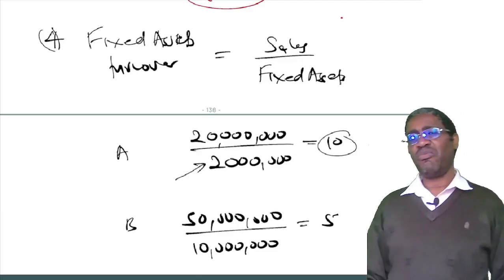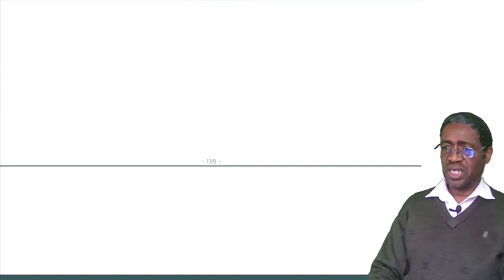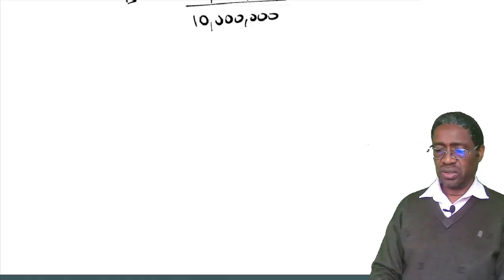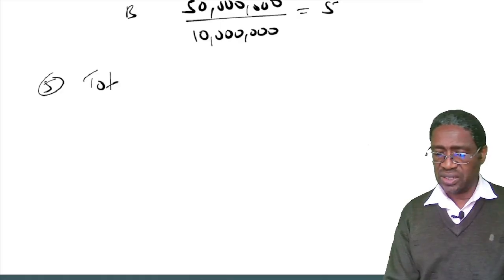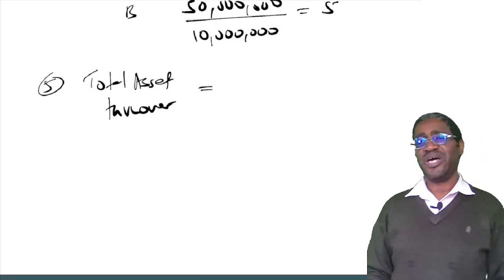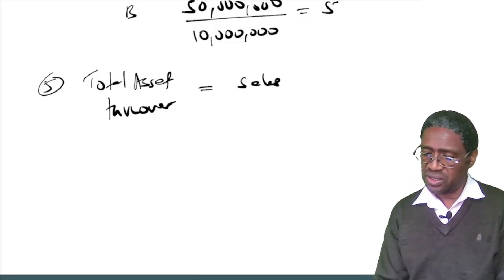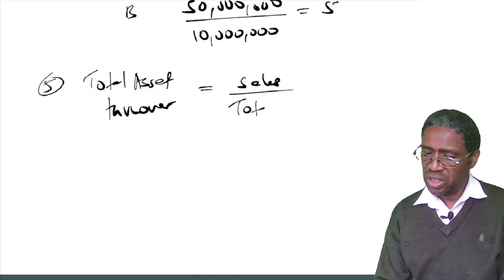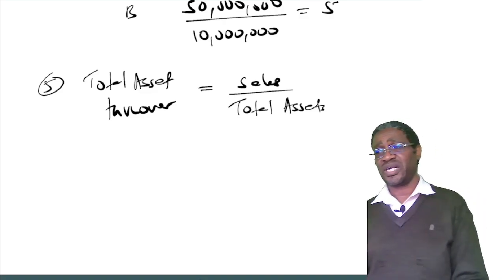Good. We now move on to number 5. Another activity ratio is what we call total assets turnover. I think now you can give me the formula. When we say total assets turnover, it's obvious. It would be sales divided by total assets. Put down this formula. That one we don't need to interpret again.